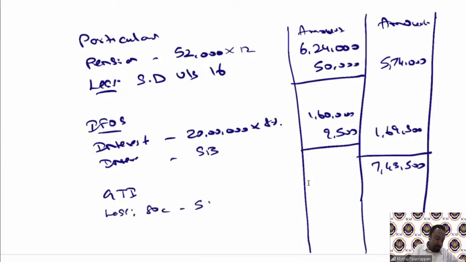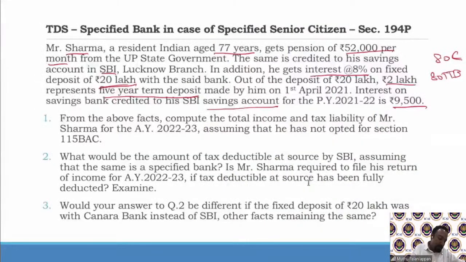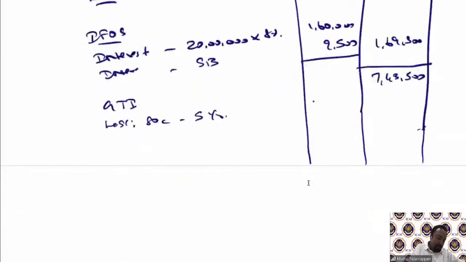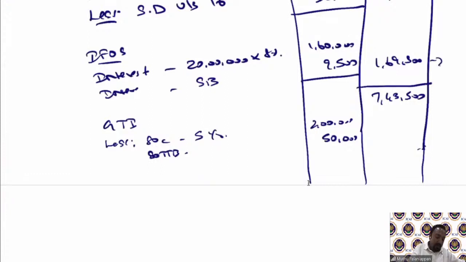80C, the 5-year deposit was how much? 5-year deposit is 2 lakhs. And then you have 80TTB, that is 50,000, because the total is 1,69,500, restricted to 50,000, right? So this 50,000 is also considered. So you take the overall exemption of 2,50,000.